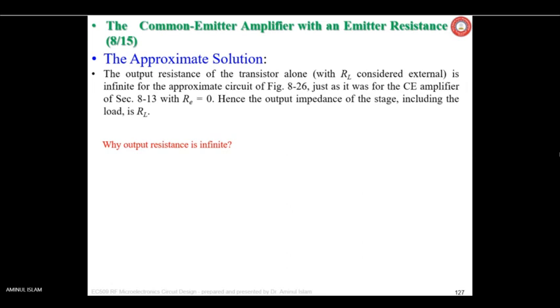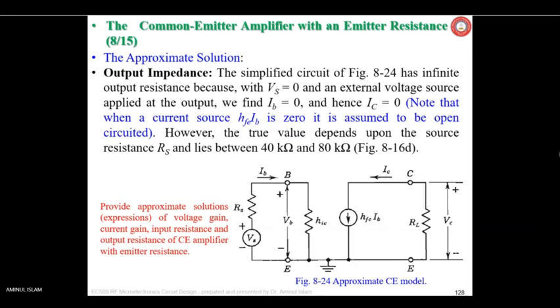So here the output resistance of the transistor alone, with RL considered external, is infinite for the approximate circuit of figure 8.26, just as it was for the CE amplifier of section 8.13 with RE equals 0. Hence, the output impedance of the stage, including the load RL, is RL. Now, why is the output resistance infinite? Let us discuss, you will understand.